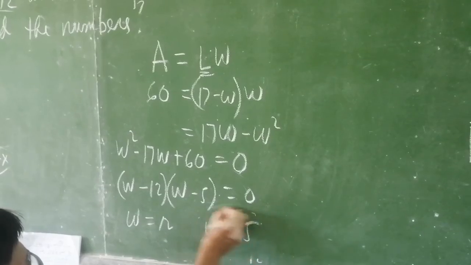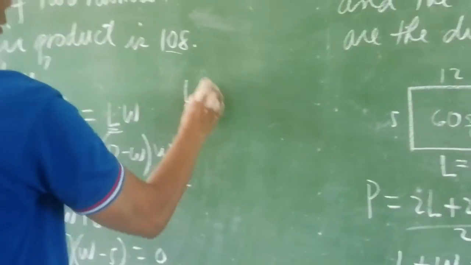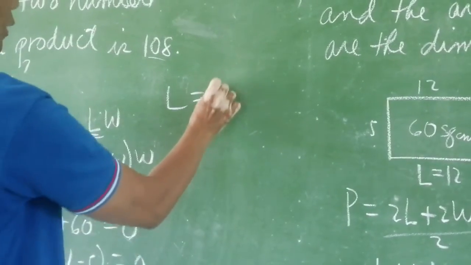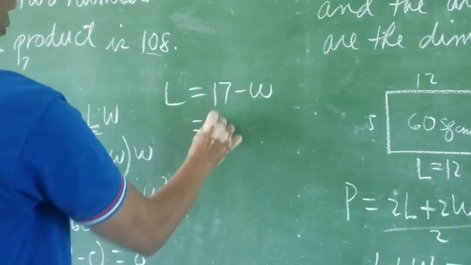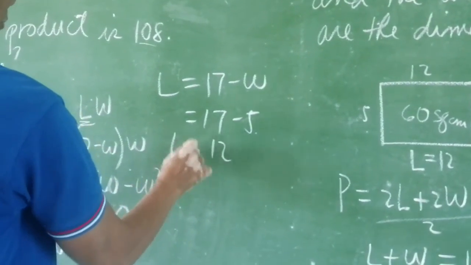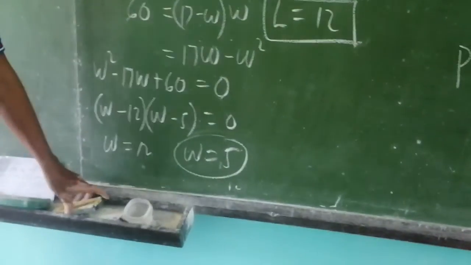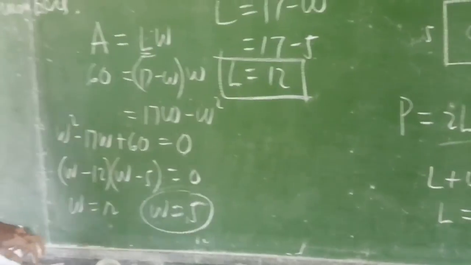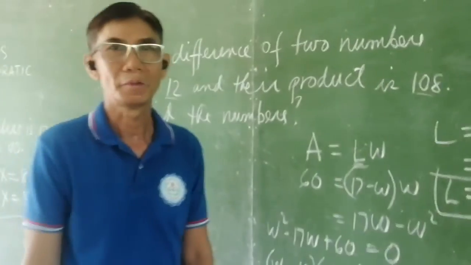We can use W of 5, and of course the length will be equal to 17 minus W. So 17 minus 5 will be equal to 12. So that's the solution to the problem. So you can master that if you keep on practicing.